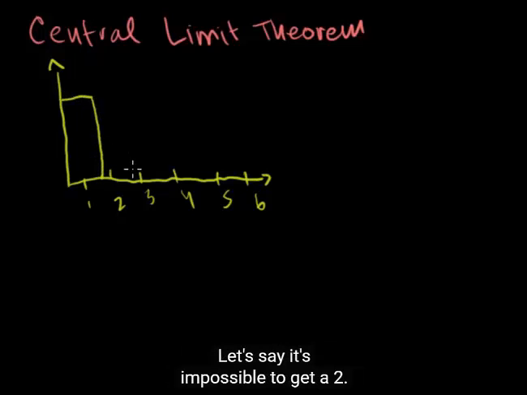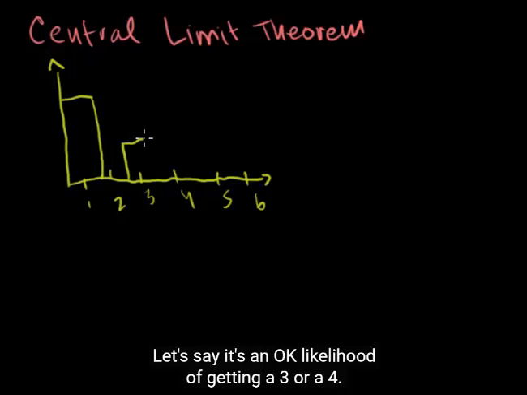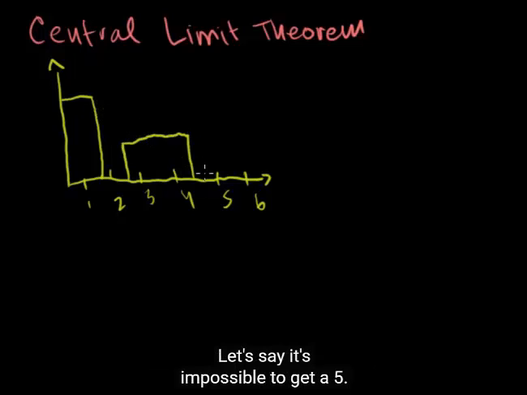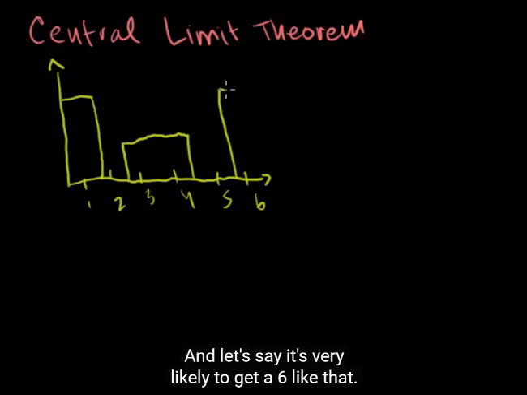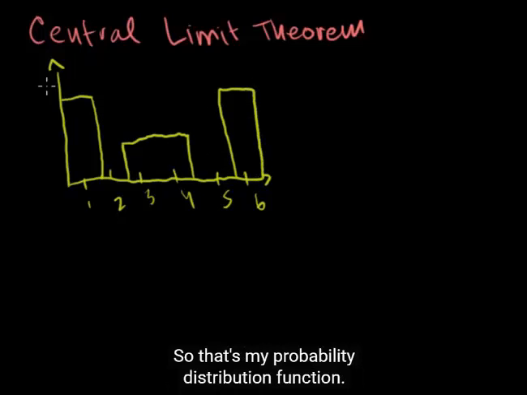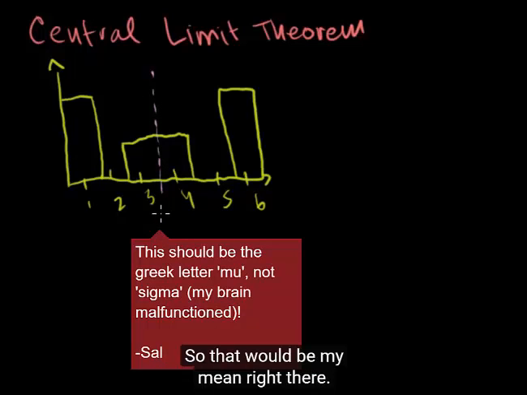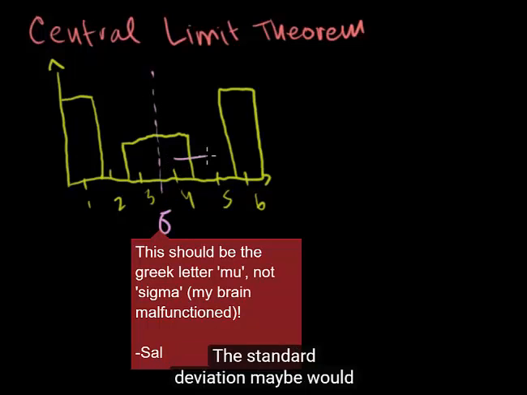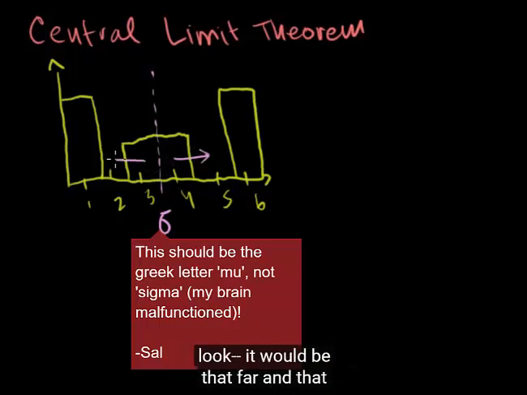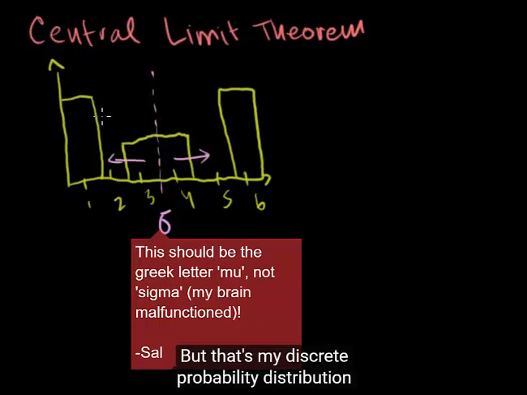Let's say it's impossible to get a 2. Let's say it's an okay likelihood of getting a 3 or a 4. Let's say it's impossible to get a 5. And let's say it's very likely to get a 6 like that. So that's my probability distribution function. If I were to draw a mean, this is symmetric, so the mean would be halfway, so that would be my mean right there. The standard deviation, maybe it'd be that far and that far above and below the mean. But that's my discrete probability distribution function.